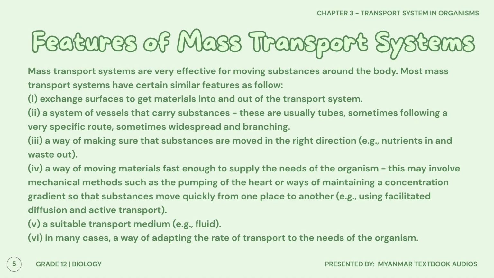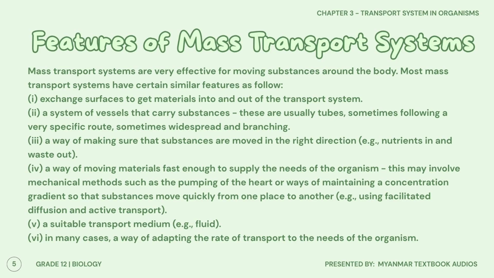Features of mass transport systems. Mass transport systems are very effective for moving substances around the body. Most mass transport systems have certain similar features, as follows. Exchange surfaces to get materials into and out of the transport system. A system of vessels that carry substances. These are usually tubes, sometimes following a very specific route, sometimes widespread and branching. A way of making sure that substances are moved in the right direction, for example, nutrients in and waste out.